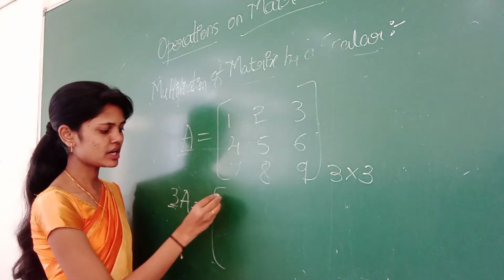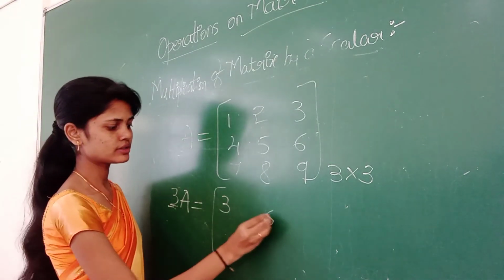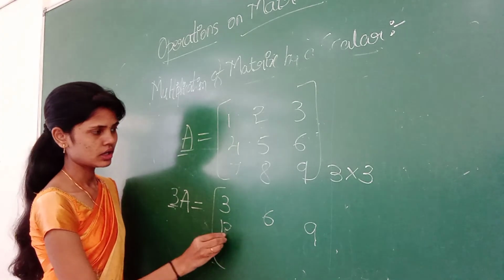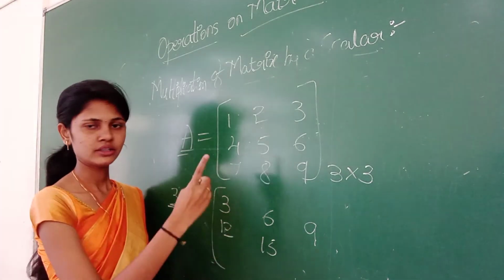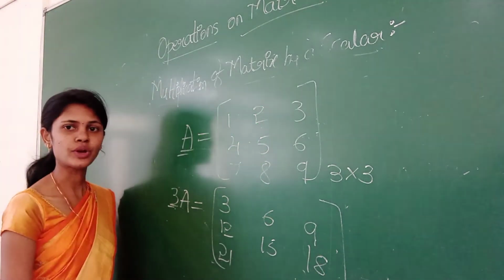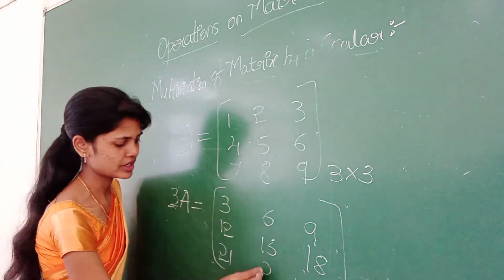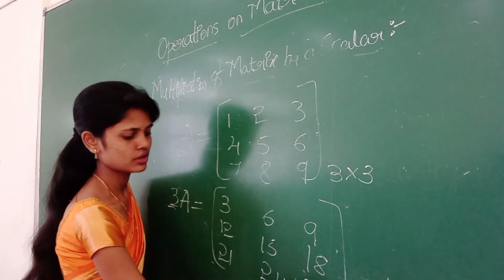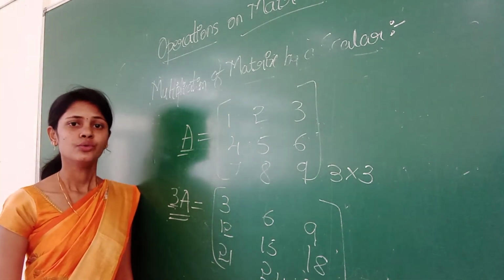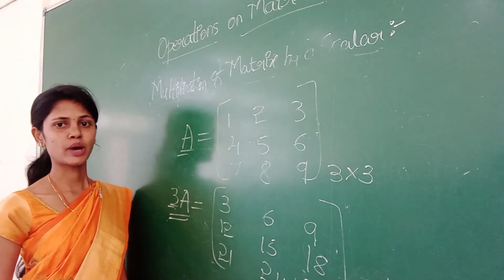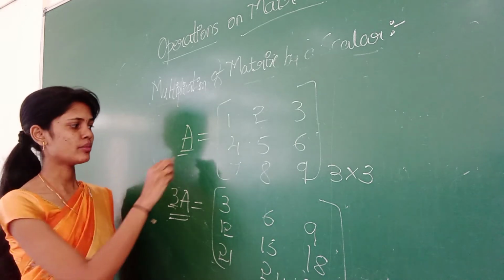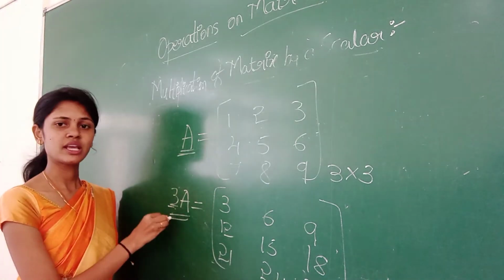So what we get? 3 into 1 is 3, 3 into 2 is 6, 3 into 3 is 9, 3 into 4 is 12, 3 into 5 is 15, and 3 into 6 it is 18, 3 into 7 is 21, 3 into 8 is 24, 3 into 9 it is 27. So this is the resultant matrix which is obtained by multiplying by the scalar quantity. So each and every element in the matrix A must be multiplied by the scalar quantity.